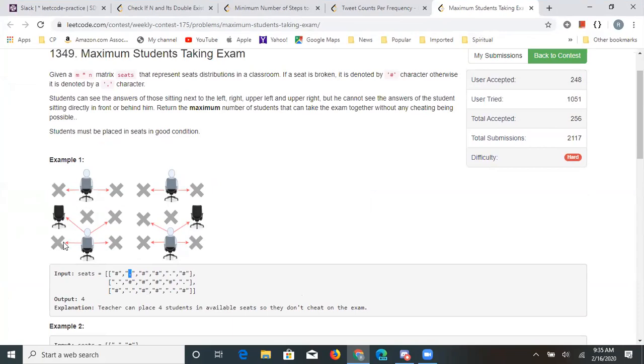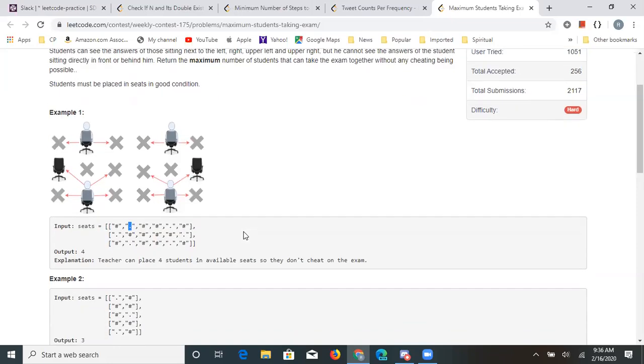It's a good seat. But one more restriction they have added is that this guy can cheat if any person is sitting here, here, or diagonally in front of him. So you don't want to have such an arrangement. Given this arrangement, what is the maximum number of students which could be placed there?